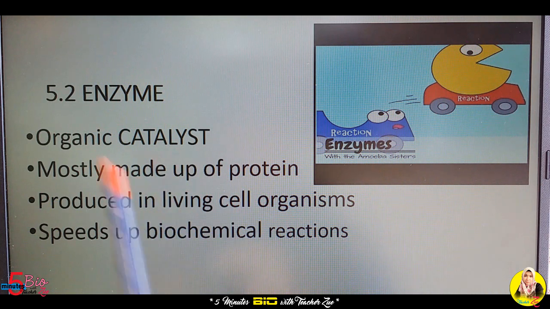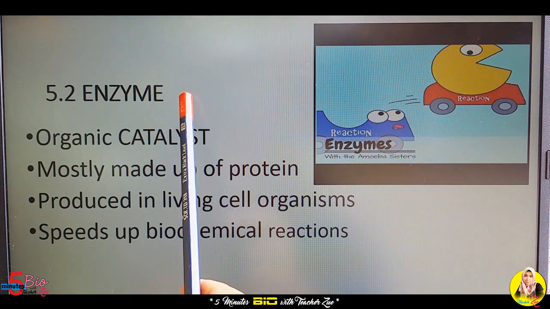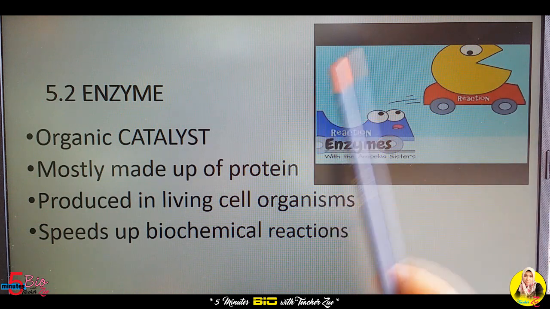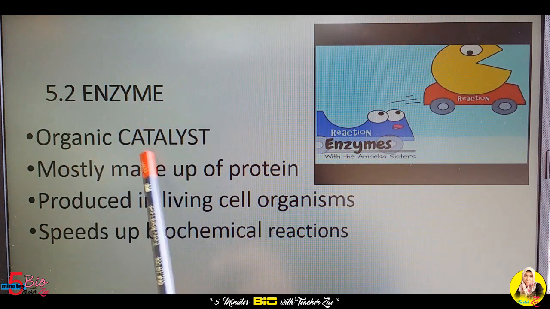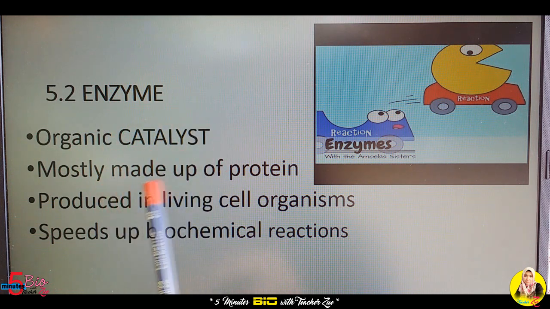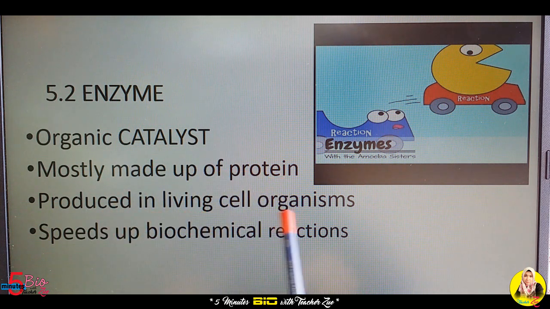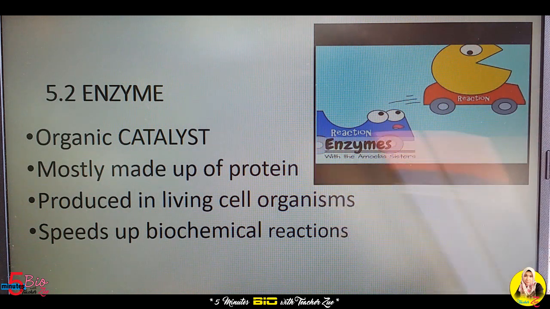Okay, now we move to 5.2, enzyme. What is an enzyme actually? And why do I show you this diagram? An enzyme is an organic catalyst, okay? Mostly made up of protein. It is produced in living cell organisms and speeds up biochemical reactions, speeds up the process in cells. That's why I show you this diagram.